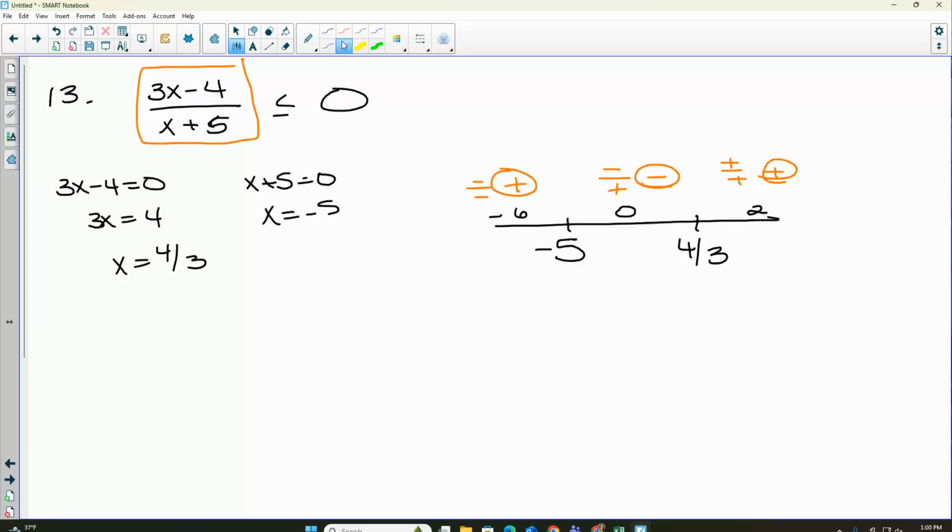Equal to means bracket, but what can x not be? Right, we can't have a 0 on the bottom, so the -5 has to get a parenthesis. We said less than 0, so less than is the negatives. So it's this section, parenthesis on the -5 because it's from the bottom, but the top could be 0. So it's parenthesis -5 to 4/3.